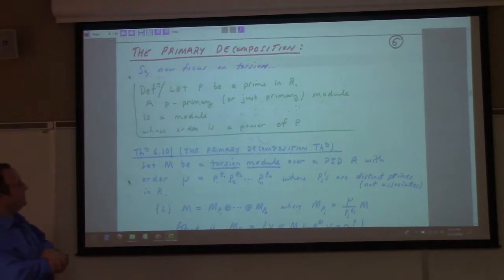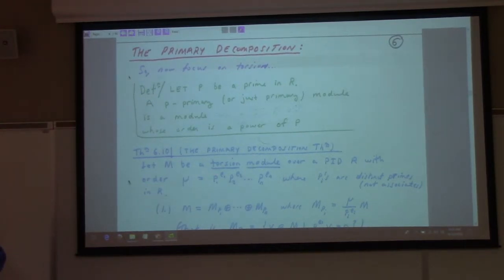Okay, so let P be a prime, and a P-primary, or just primary module, is a module whose order is a power of P. All right. So this is the primary decomposition theorem. You have M as a torsion module. You take the order of the whole module being the product of prime powers. This exists because we're working in a PID, which is a UFD. Technically speaking, there might be a unit here, if you were just factoring.